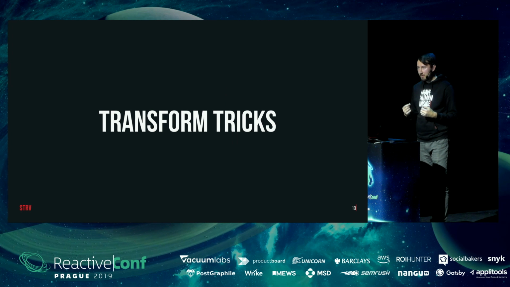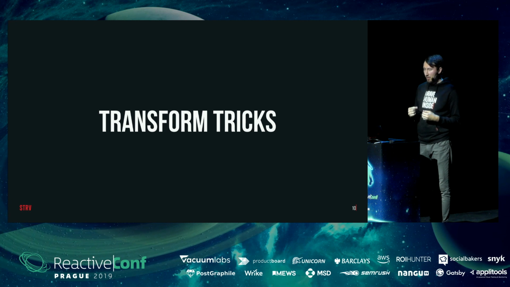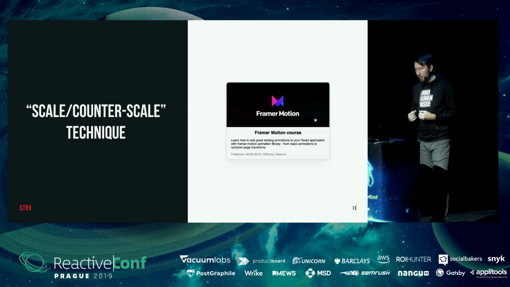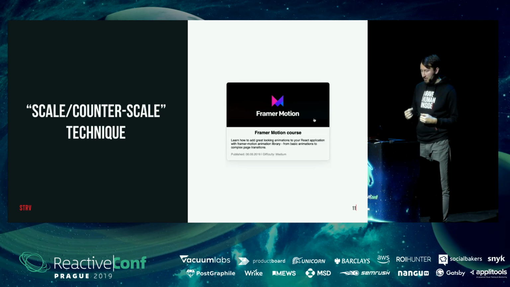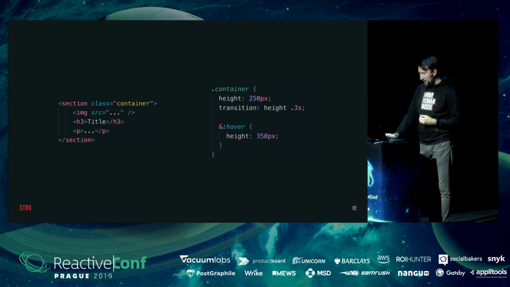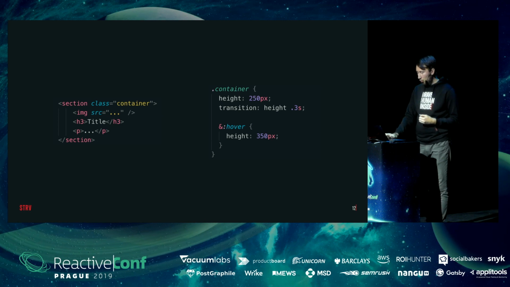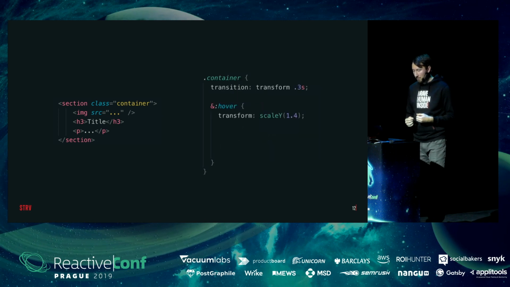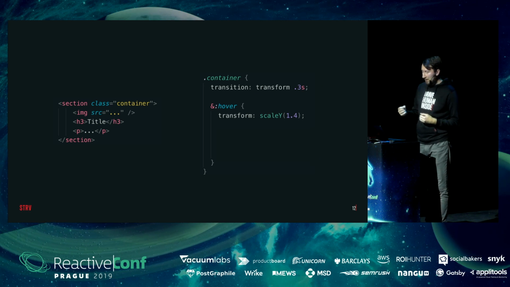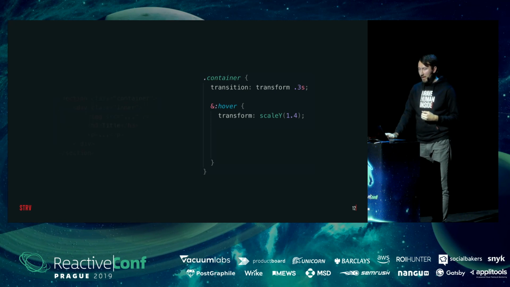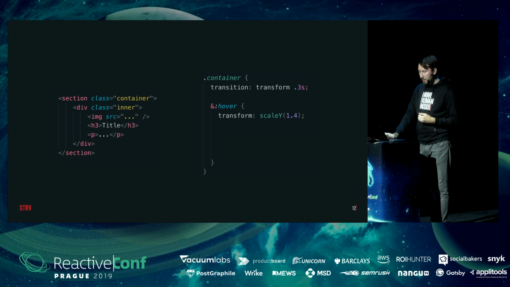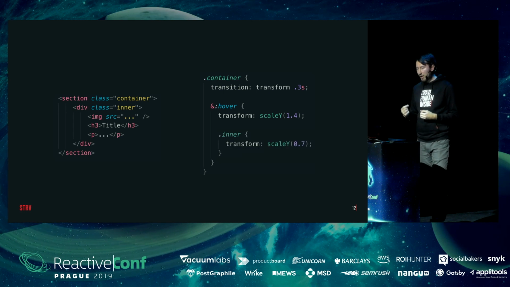And sometimes it may seem that we need to animate other properties, but we still can get away with just transform animations. When we want to animate the size of the element, we can use the scale counter-scale technique. For example, if we want to animate the height of the element, instead of animating height, we'll apply a scaleY transformation. As a result, the content of this element will get stretched out. And so to counter that effect, we'll wrap the insides into another container and apply an inverse scaleY transformation to it.